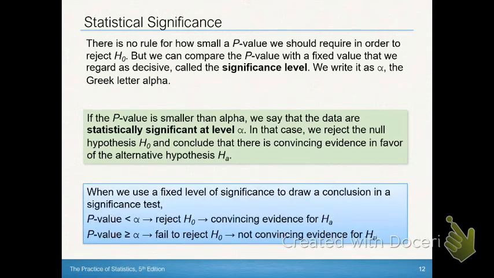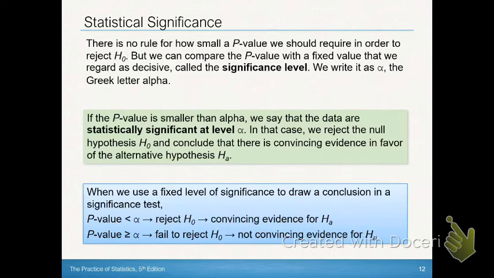So to add just a little bit to our previous idea here, rather than just saying if the p-value is small or large, specifically we mean if the p-value is less than our alpha value, then we reject the null and we have convincing evidence to support the alternative. If our p-value is greater than or equal to the alpha level, or our significance level, then we fail to reject the null and we do not have convincing evidence for the alternative.